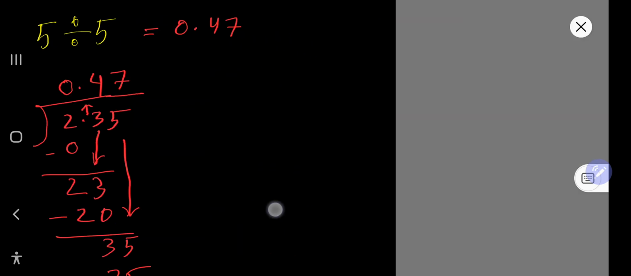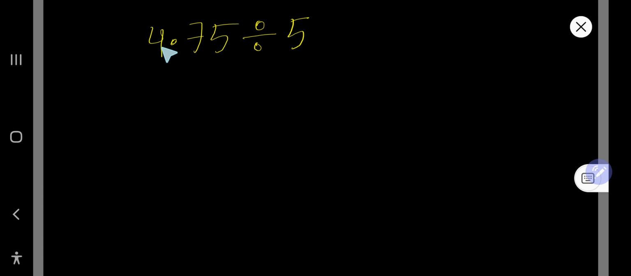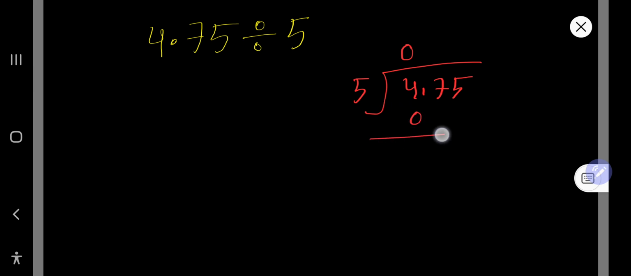So let us take the second example. How to divide this? We would like to divide this number by 5. 5 goes into 4 how many times? Actually 0 times, because 4 is less than 5. So write 0. Now multiply quotient times divisor. 0 times 5, 0. If you subtract, then you are getting 4, right? Now you have a decimal, so the decimal will come to the quotient directly.